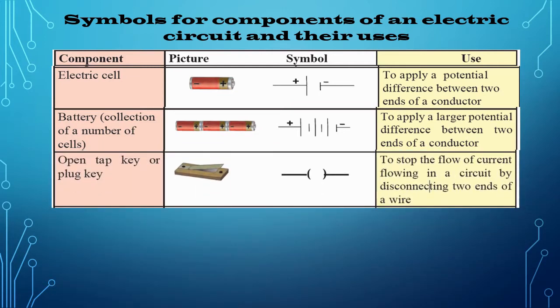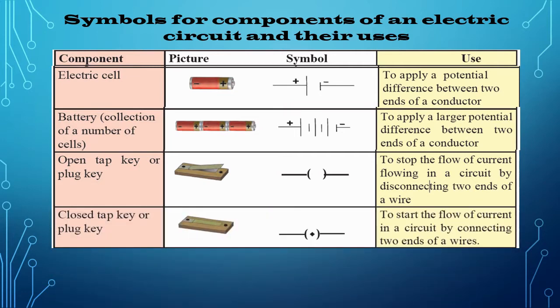Symbol of an open tap key is a round bracket connected to two terminals. A tap key is used to complete the circuit. If it is open, then the current will not flow. Open tap key is used to stop the flow of current in a circuit by disconnecting two ends of a wire.